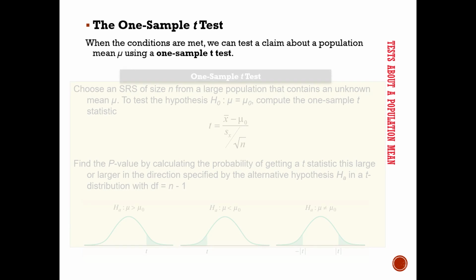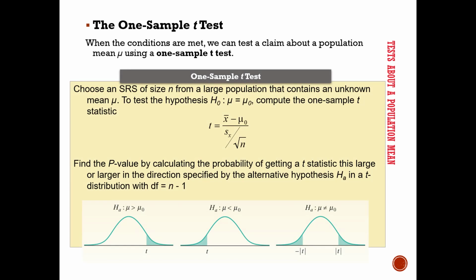Okay, so if the conditions are met, we can test a claim about a population mean mu using a one-sample t-test. So this is just what we were doing earlier. We find our test statistic. That's t equals x bar minus mu null over sx divided by root n.